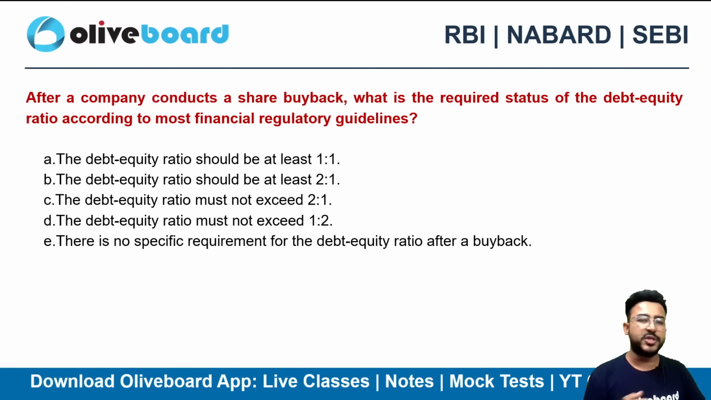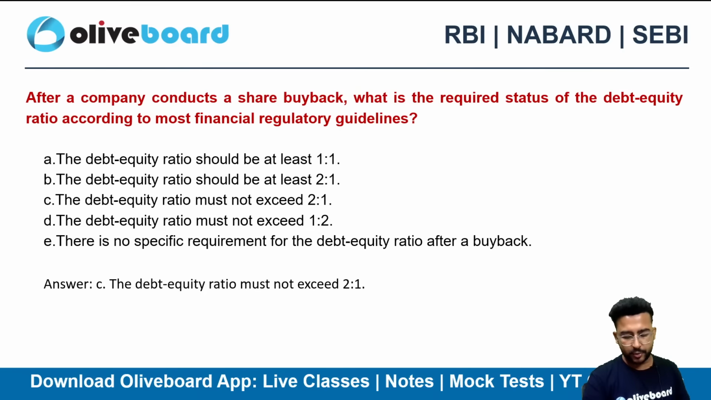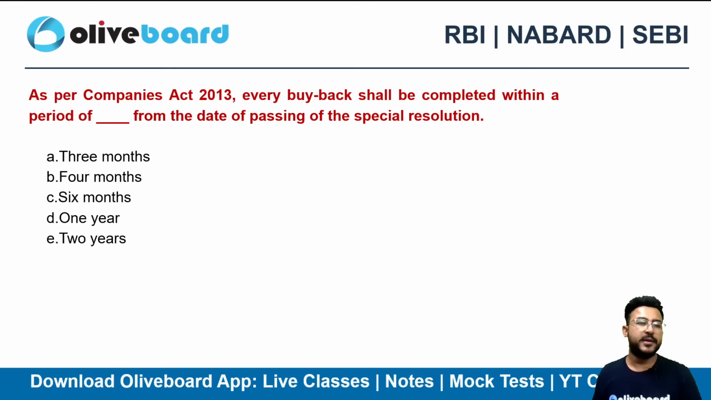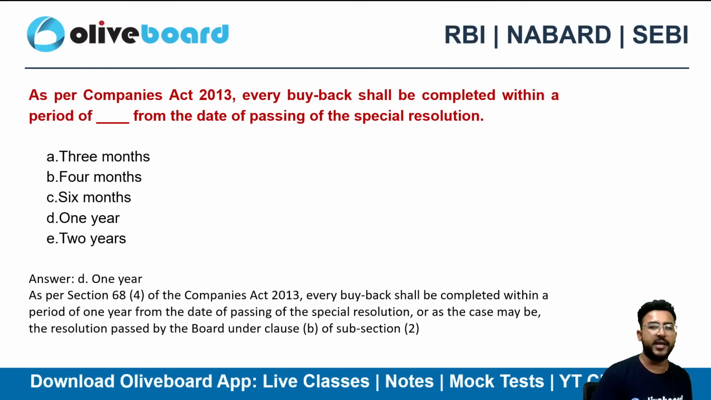After a company conducts a share buyback, what should be the status of the debt to equity ratio as per the financial regulators of India? It is 2:1. It should not exceed 2:1. Next one. As per the Companies Act 2013, every buyback should be completed within a period of 1 year from the date of passing the special resolution.